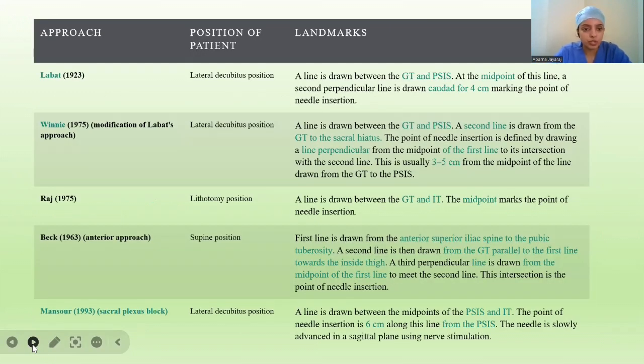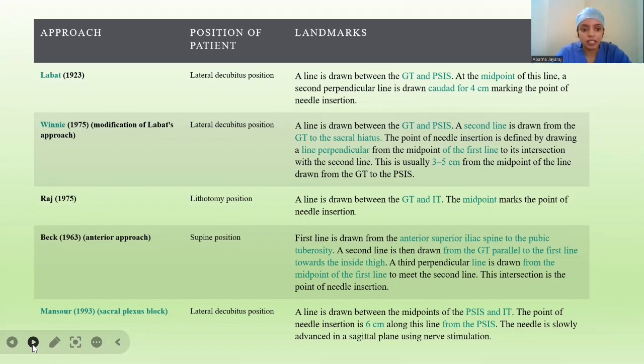There are multiple approaches to block the sciatic nerve. It can be blocked right from where it exits the pelvis till its bifurcation into the common peroneal and the tibial nerve. The most proximal approach to the sciatic nerve block is the Mansour's parasacral approach or the sacral plexus block. Here, a line is drawn between the midpoints of the posterior superior iliac spine and IT. The point of insertion is 6 centimeters along this line from the PSIS.